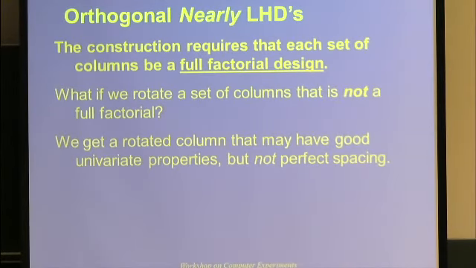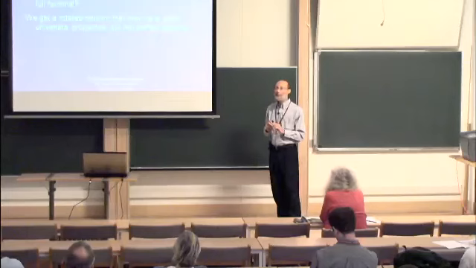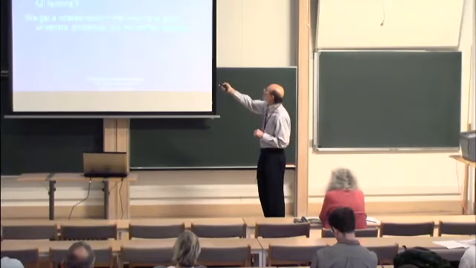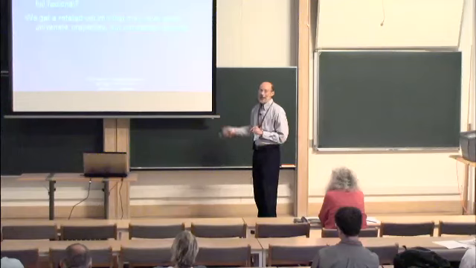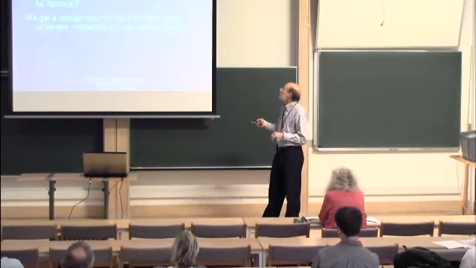In order for that to work, and in order to get that perfect sequence of odd integers, I had to start with a full factorial design. So when I hit some initial design D with that matrix R, the design that I'm hitting has to be a full factorial. What if I don't have a full factorial there? What if I have some nice collection of points from a full factorial set, but maybe not all of them? Well, I'm going to get, again, a rotated column. I'm going to keep all the orthogonality, as that's exactly what I want to do. I'm not going to have perfect spacing. I'm going to lose the Latin hypercube property.